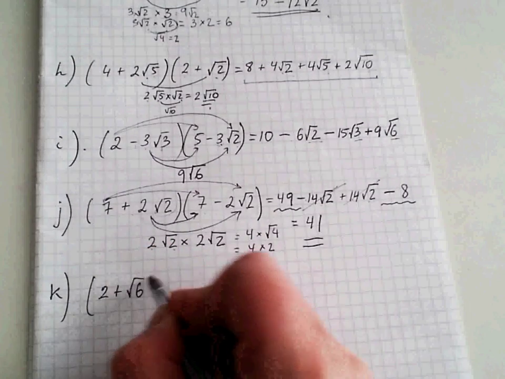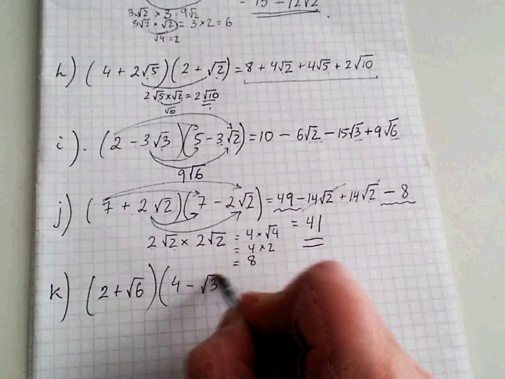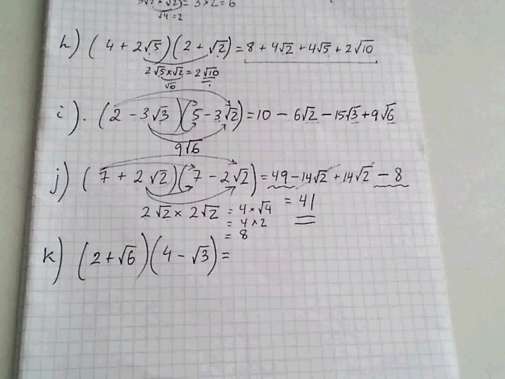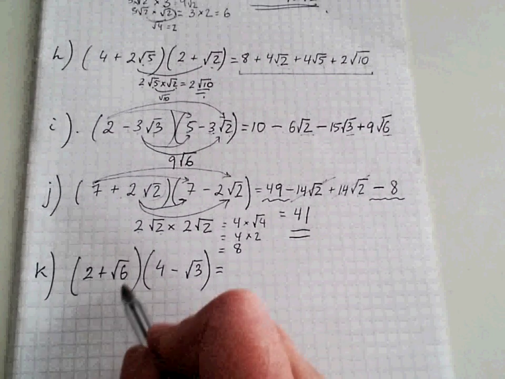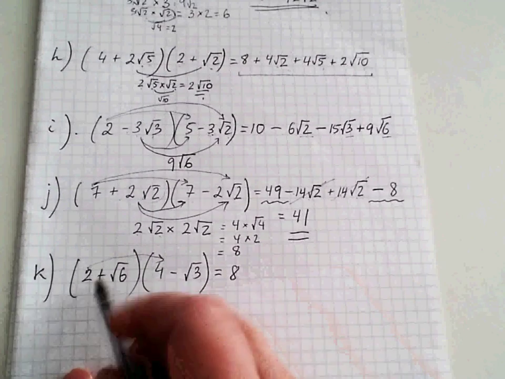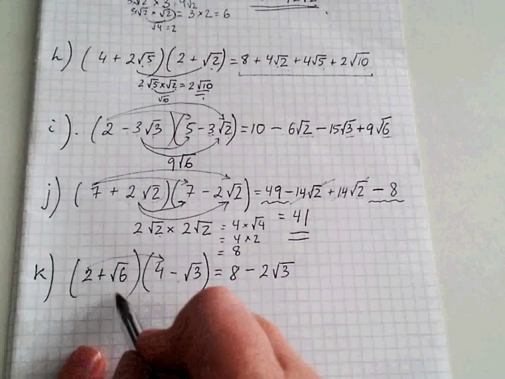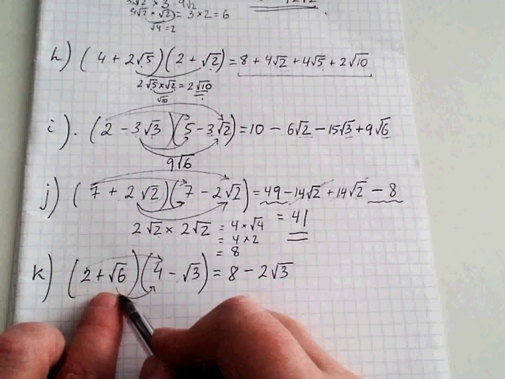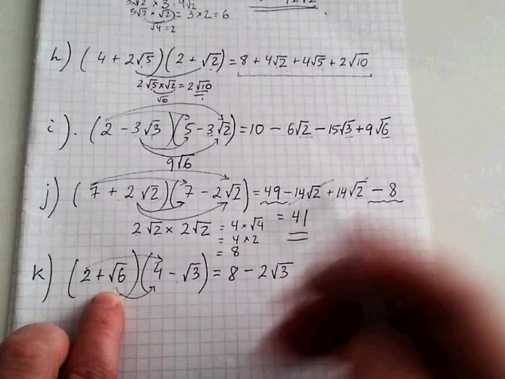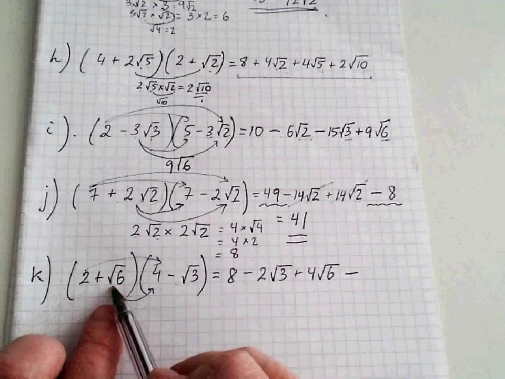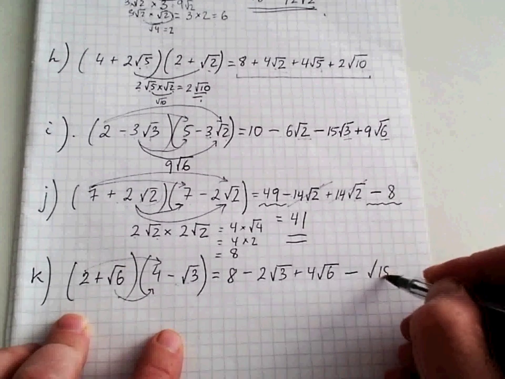The next question: 2 plus root of 6 times 4 minus root of 3. Okay, pause the video and try the question yourself, and then compare and correct if needed with my solution. Okay, now let's do it. 2 times 4 is 8. 2 times negative root of 3 is negative 2 roots of 3. Square root of 6 times 4 is 4 roots of 6, and positive times negative is negative. Square root of 6 times square root of 3 is square root of 18.